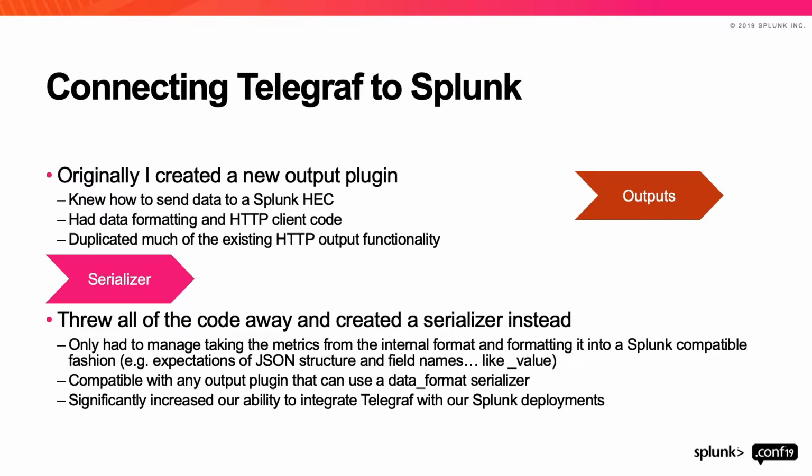The serializer does just like we talked about earlier. It takes the data and it transforms it internally, but then hands it off to the output. This gave us a lot of advantages. We could make the changes that we needed to the data structures so that they were properly processed by the HEC or a universal forwarder monitoring a file. And we could use the standard outputs from Telegraf. We could use the HTTP output. We could use the file output. And I no longer had to maintain HTTP or file writing code. I just had to maintain the data structure changes.